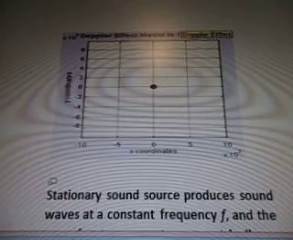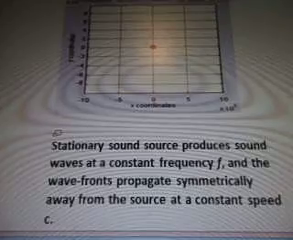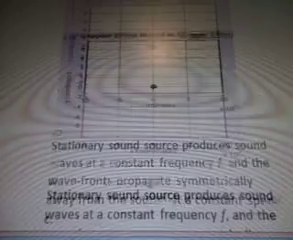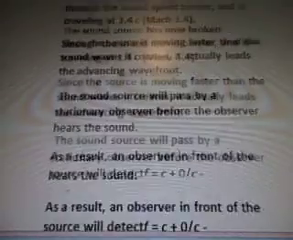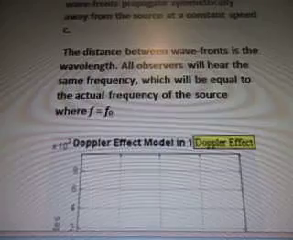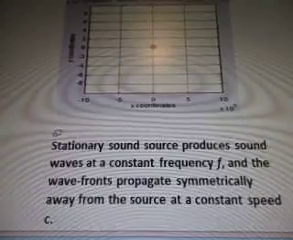So this is a Doppler effect model in X and Y coordinates. It shows a stationary source. I don't know if it's from a blog. It doesn't say. I think it's from a blog and I forget which one, and I didn't get the link, and I apologize.